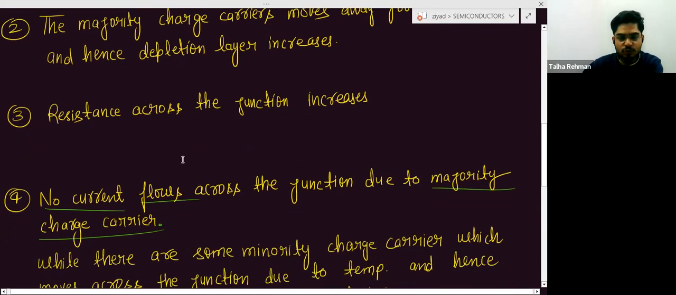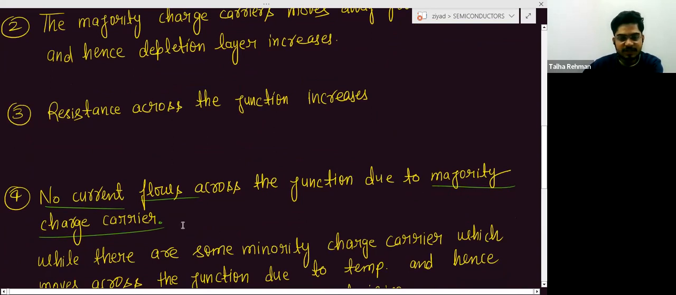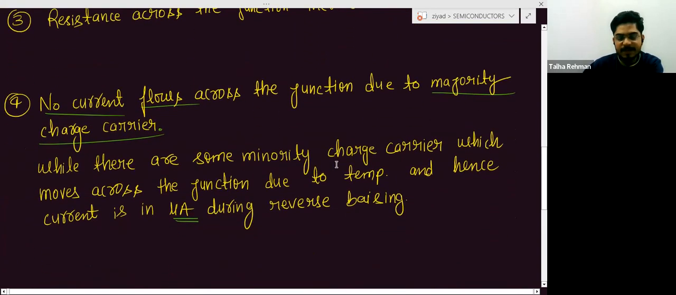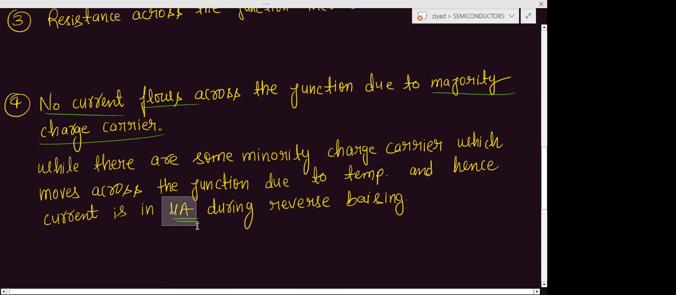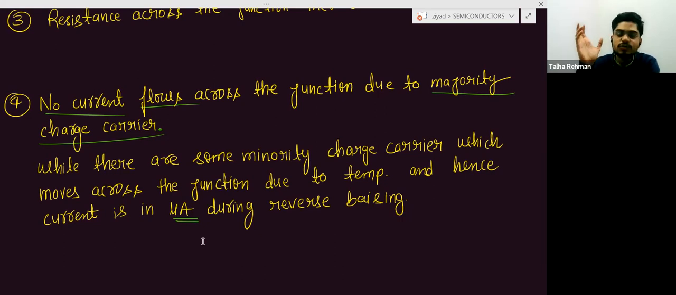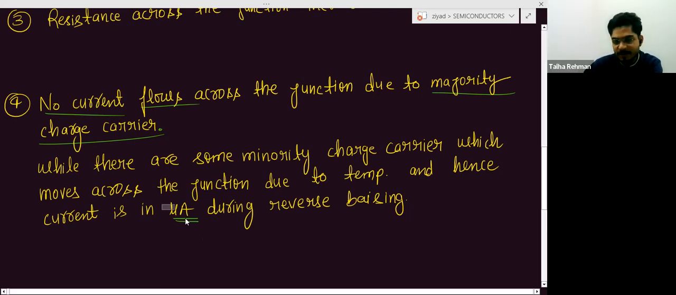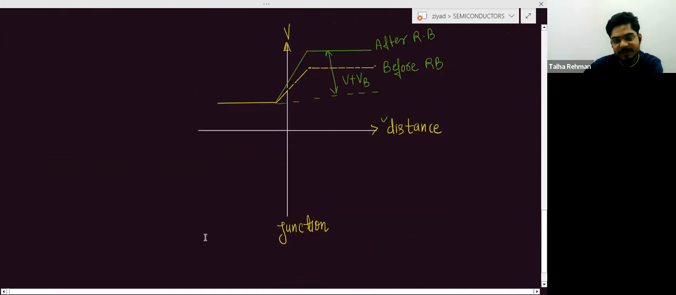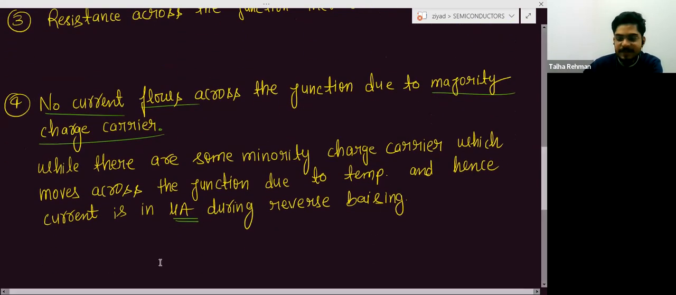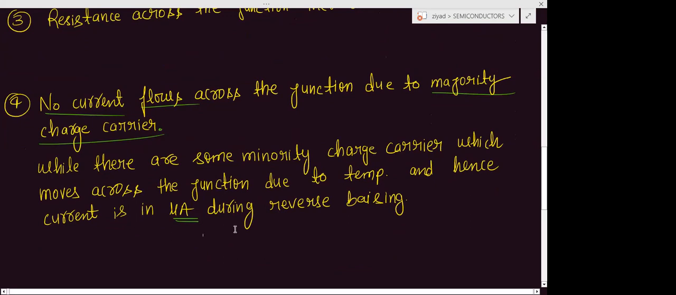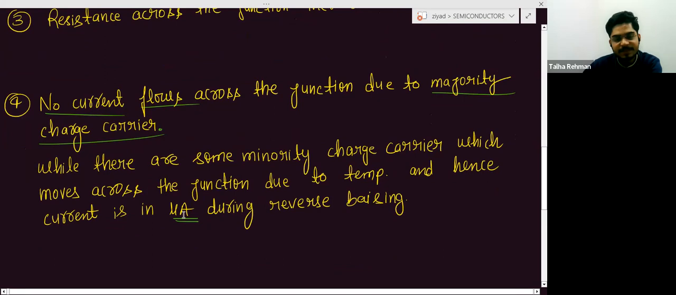So no current flows across the junction due to the majority charge carriers, while there are some minority charge carriers which move across the junction due to temperature, and hence the current is in microampere. So there will be some very small current in case of the reverse biasing, and that current is due to the minority charge carriers. That current will be in microampere during the reverse biasing, whereas earlier in forward biasing, we had the current in milliampere. In case of the reverse biasing, we have the current in microampere.